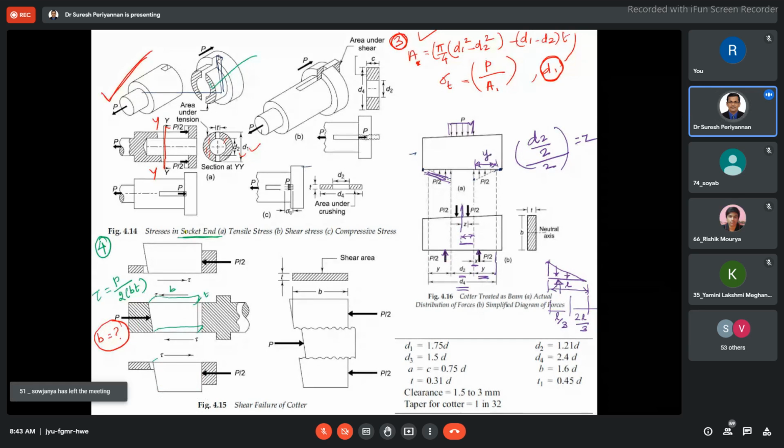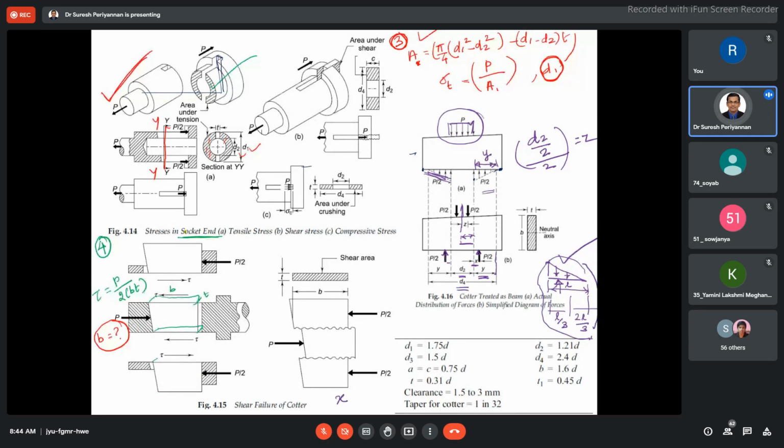Okay. Now, here I considered the top one, from the center distance. Here also my force P by 2, and on this side, this P by 2 is acting at a distance of X. This P by 2 on this side is also acting at a distance of X. Based on this calculation, based on this concept, now what is the X? X is nothing but Y by 3. What is Y here? How can I find out Y?